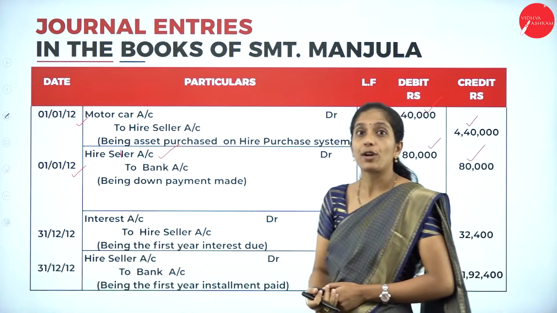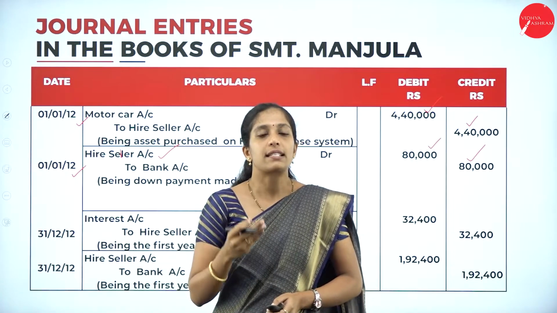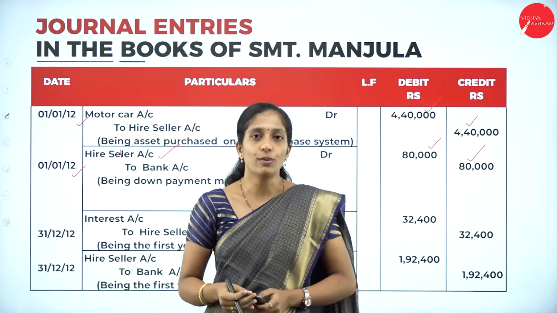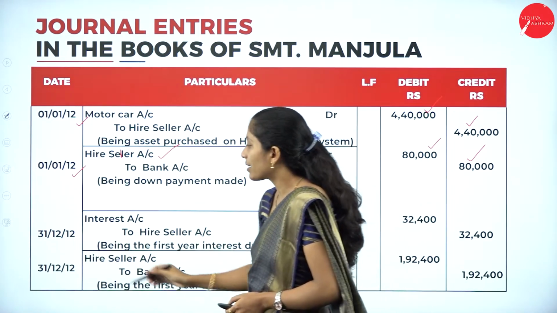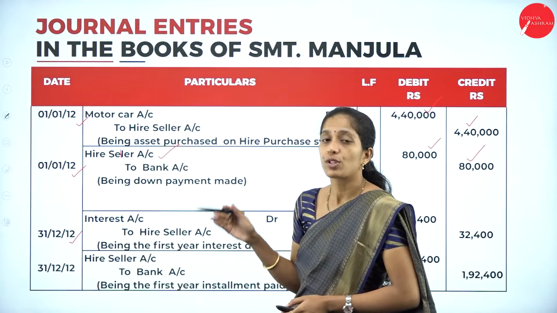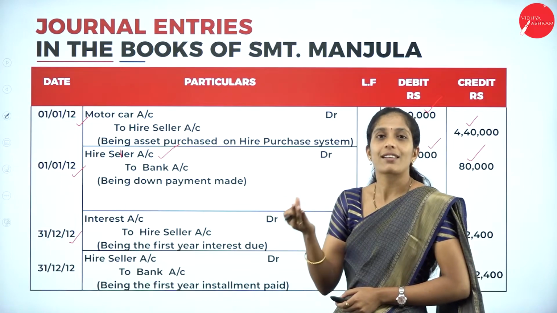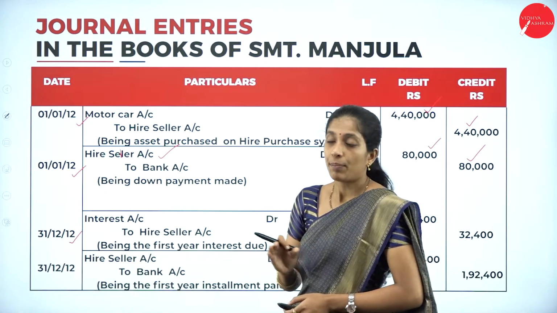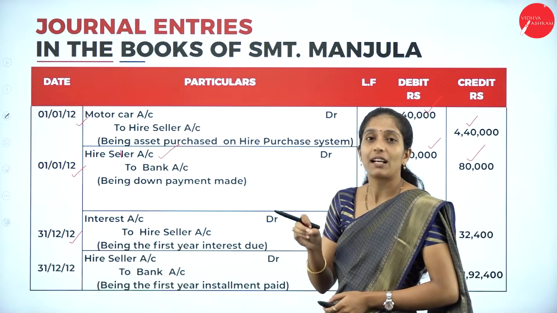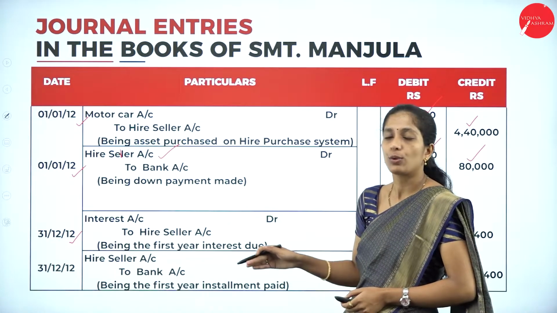Now come to the end of that particular financial year. Here there are 4 entries: interest due, installment paid, then depreciation charge, and transfer of interest and depreciation to profit and loss account. Your third entry takes place at the end of the financial year, 31/12/2012, interest due. So what is the entry? Interest account debit to hire seller account. Here the interest has to be paid to the hire seller, right? But we are not making the entry for interest paid. Here we are making the entry for interest due. Interest account debit to hire seller account.